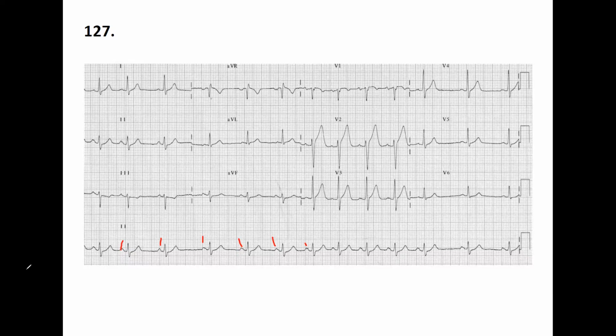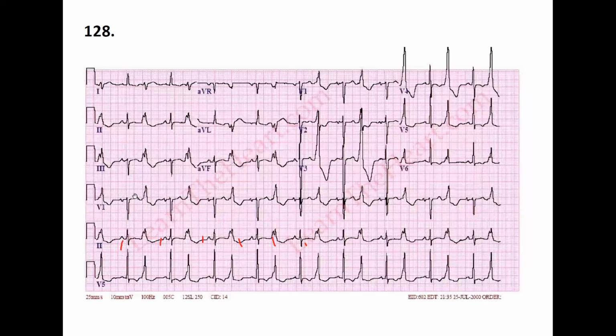And let's see, what is the last one that we have here? Okay, here you can see that every second beat is a ventricular premature beat. So that's a ventricular bigeminy.